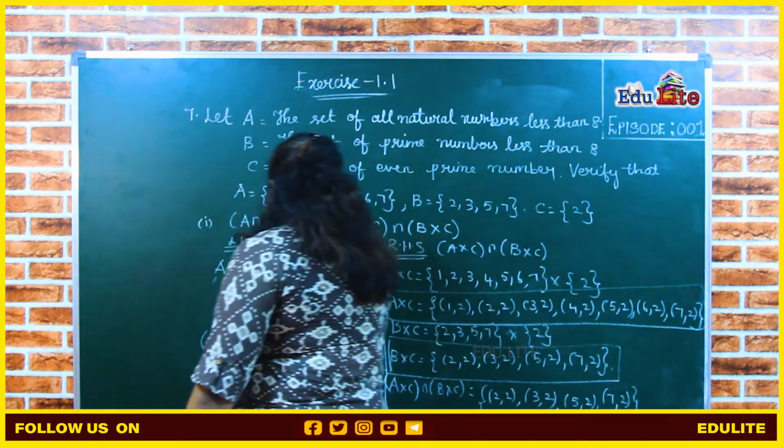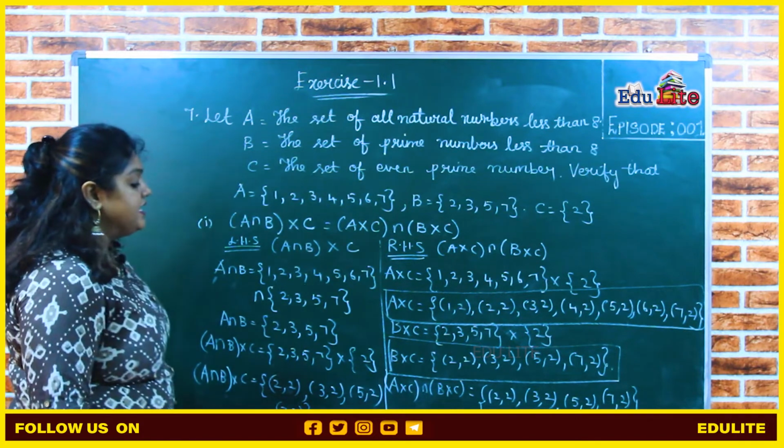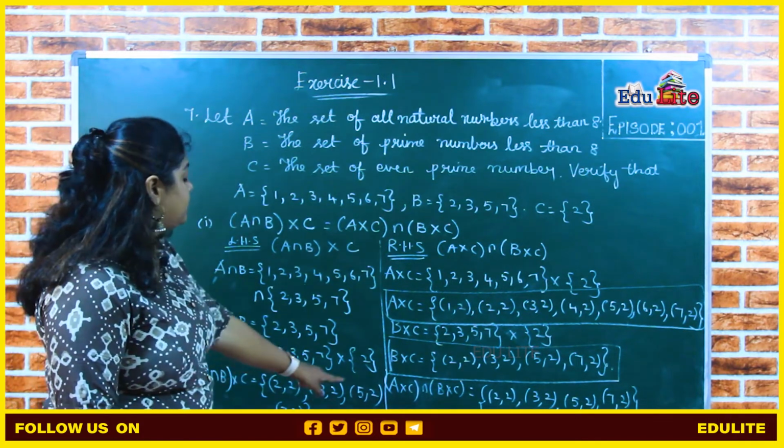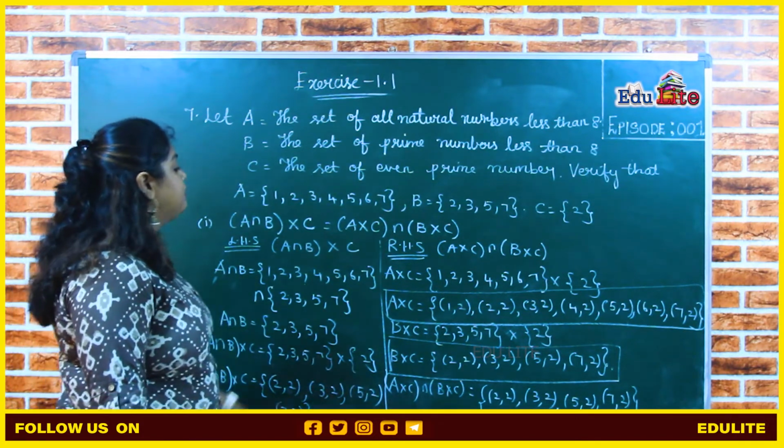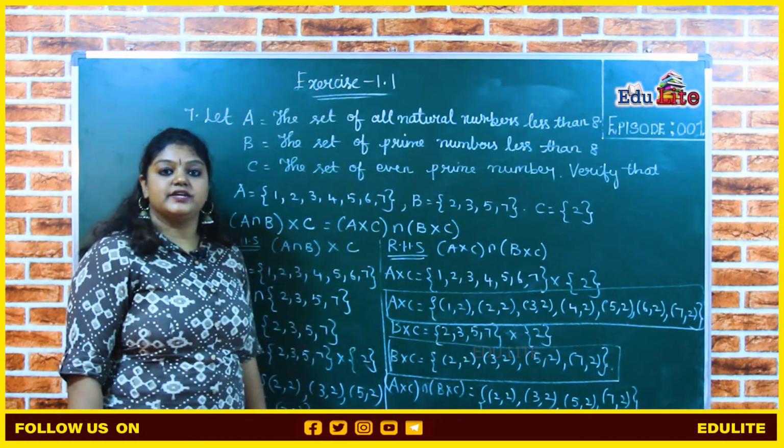Now let us check whether the left hand side is also the same. Yes, it is, because (2, 2), (3, 2), (5, 2), (7, 2). Therefore LHS is equal to RHS, hence proved.